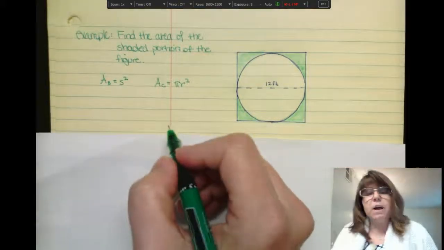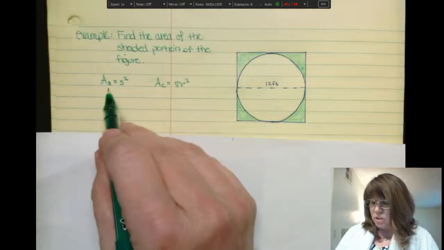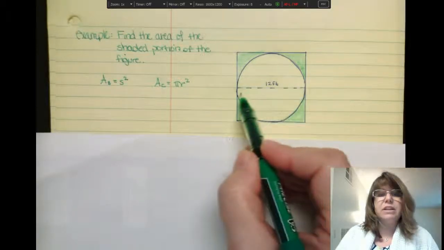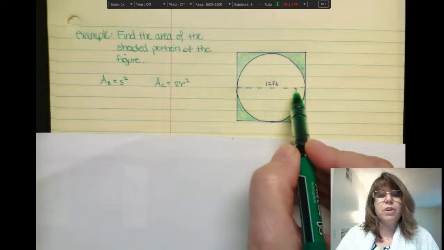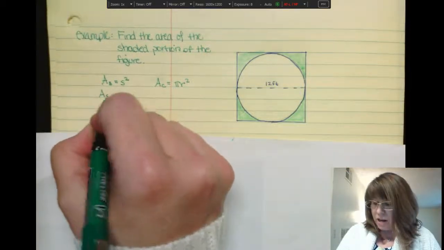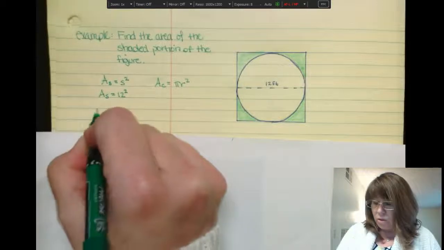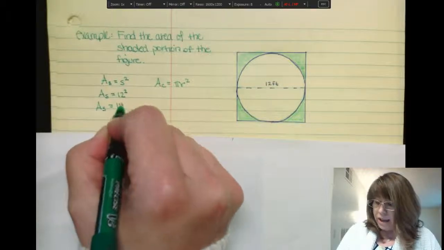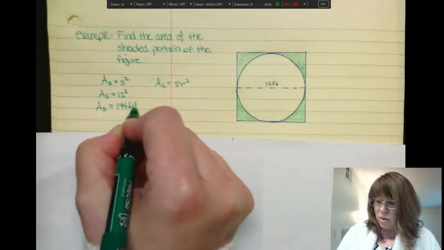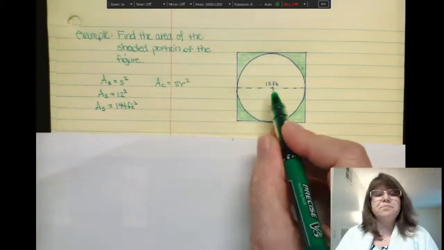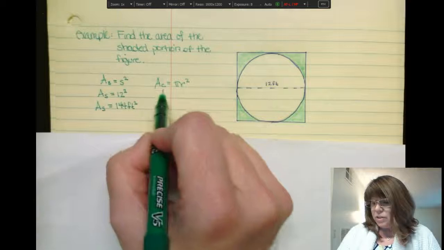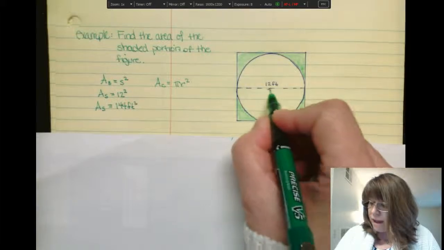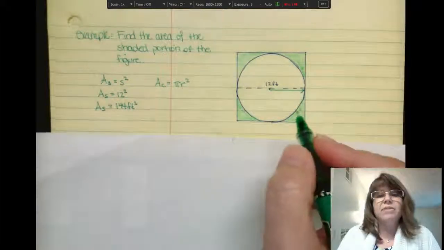Okay, so I've written down my formulas for both my area of the square and the area of the circle. Now the length, my side of the square, is the same as the diameter of the circle. So my area of my square will equal 12 squared, or area of my square will be 144 feet squared. Don't want to leave off my units. Now my area of the circle is pi r squared. Well, my radius will go halfway. So what's half of 12?